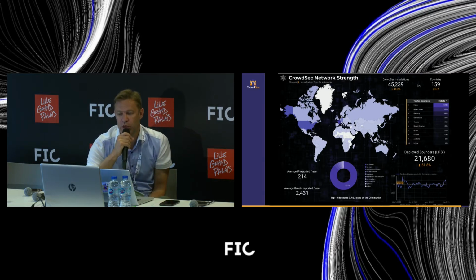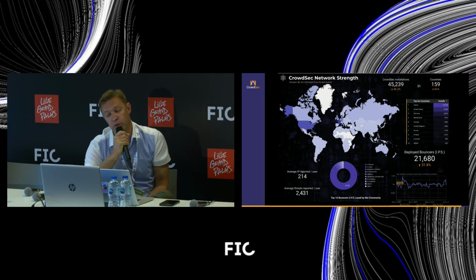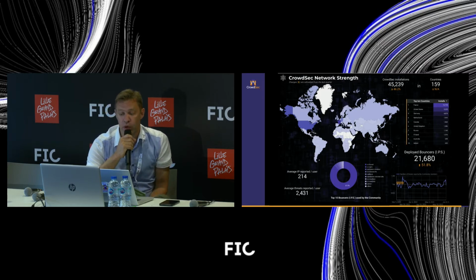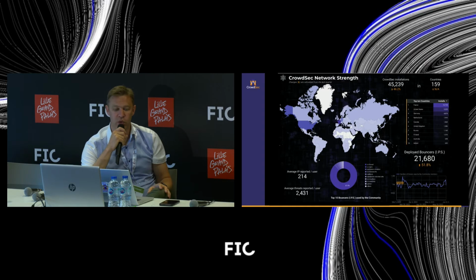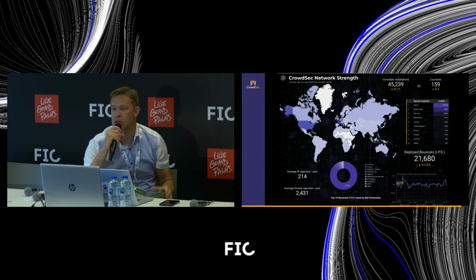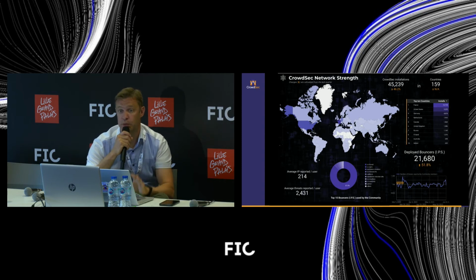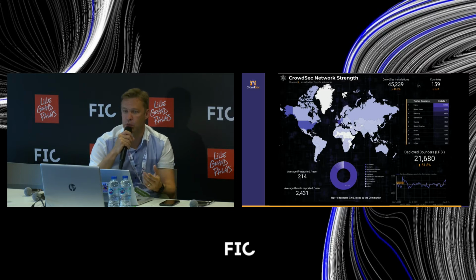The CrowdSec network strength. We started with France. We have more installations in France than anywhere else. The fourth country where we are based is Germany. And I think very quickly the US will become number one. The users have sent us, the average IP reported per user is 214. So this is just to give you an idea.